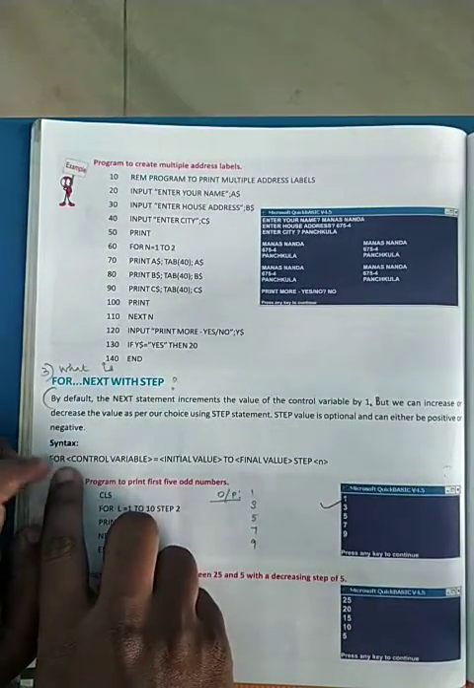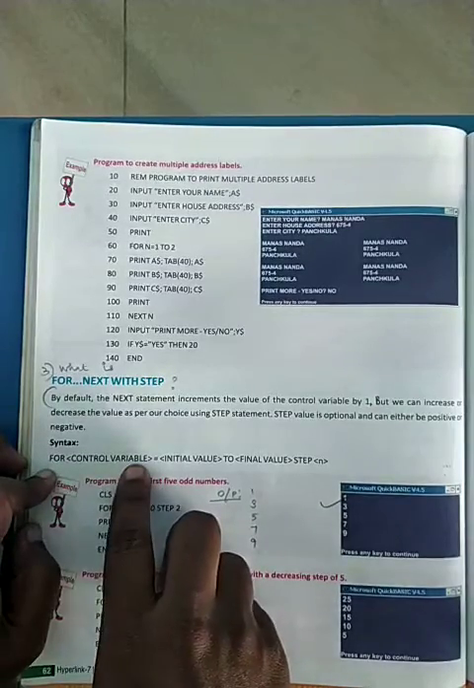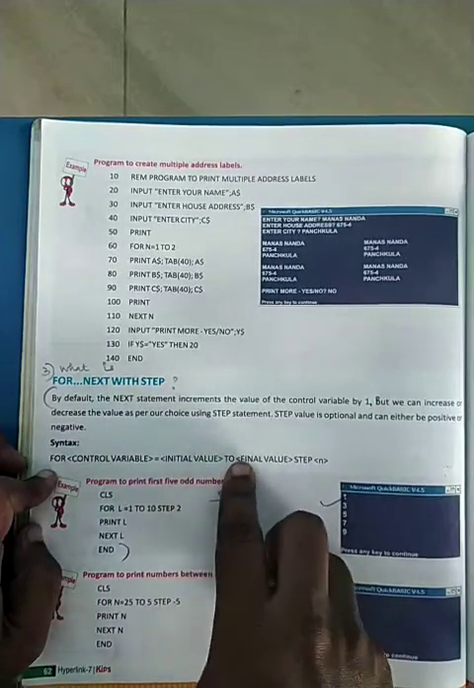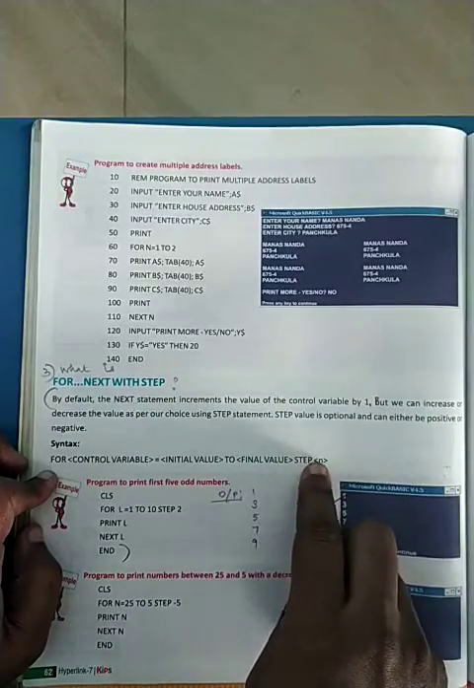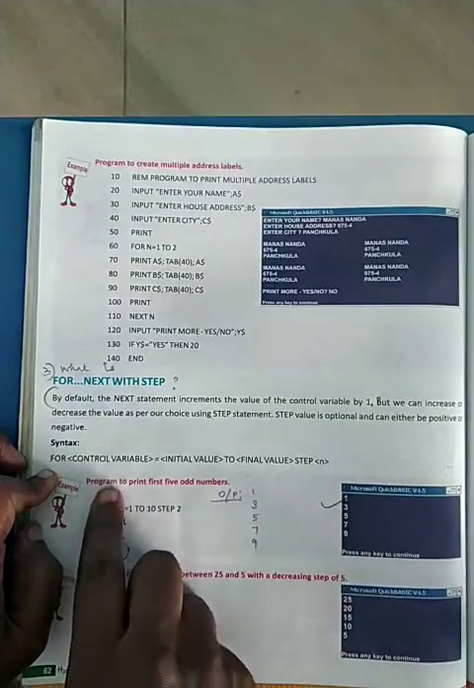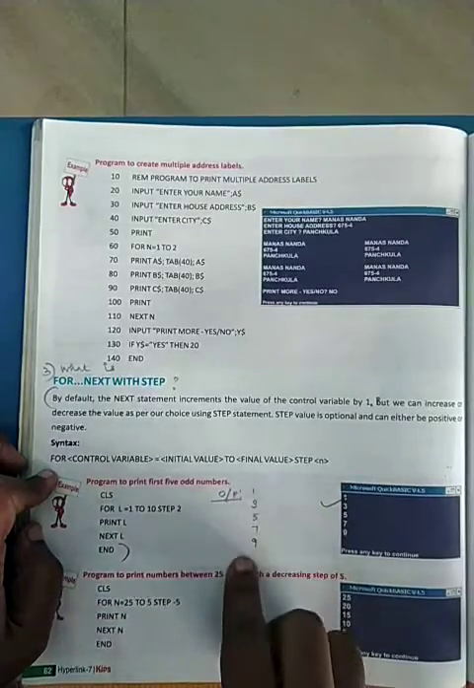So syntax will be: for control variable equal to initial value to final value, and write this keyword step and the n value. So if you write this example, the output would be like this.